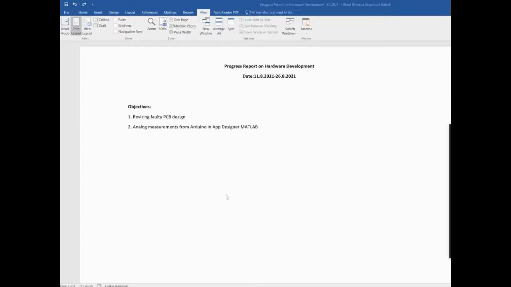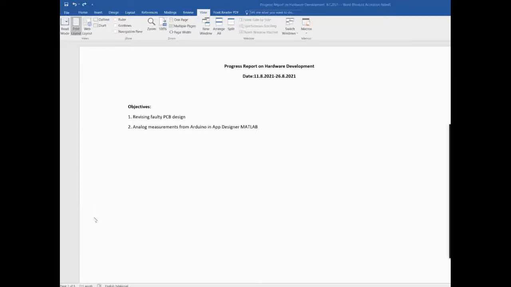I haven't revised this one yet. Okay, so the main objective for these 2 weeks is to revise the faulty PCB design that I fabricated earlier, and also to obtain the analog measurements from Arduino in App Designer MATLAB. App Designer is a new version of GUI, so I have created the App Designer platform. I will show you later.